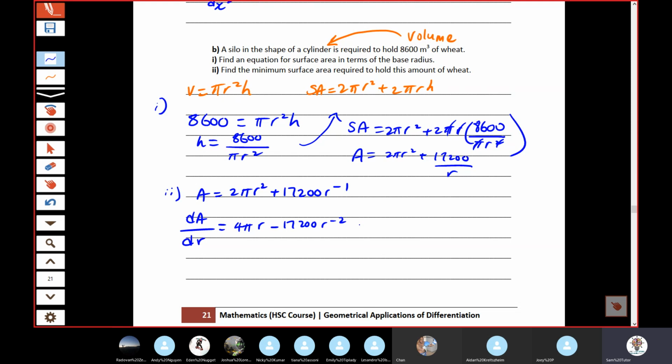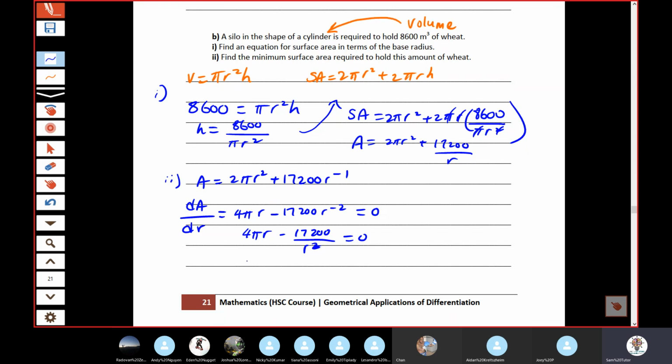Because we're going to make it equal to 0. 4 pi r minus 17,200 on r squared equals 0. How do I get rid of the r squared? Times everything by r squared. Becomes 4 pi r cubed minus 17,200 equals 0.